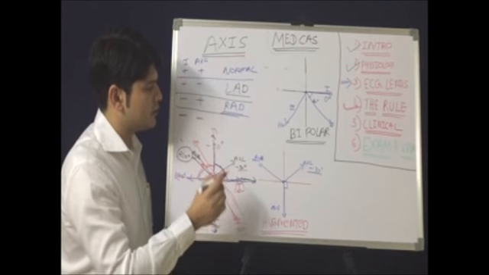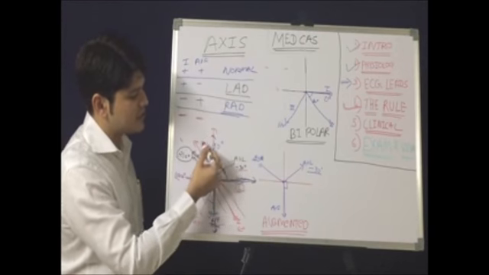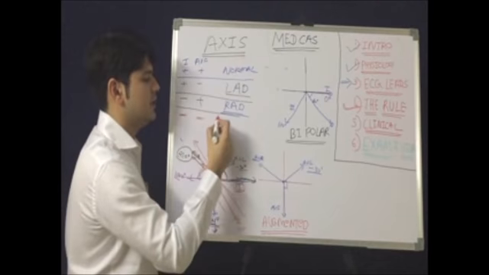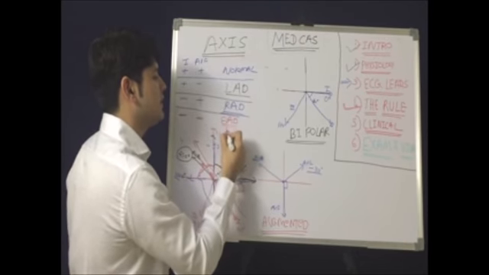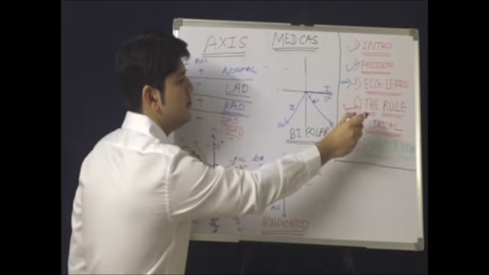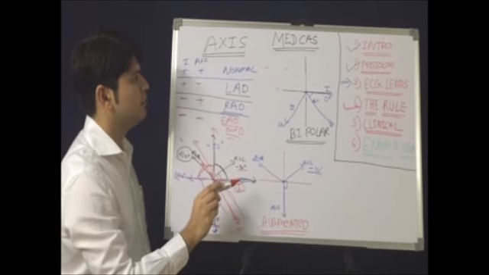Right now we won't go into the detail, but we can have the axis which is towards the northwest or the extreme axis deviation when 1 and AVF both are negative. That's called extreme axis deviation, or some people call it northwest axis deviation. Fine. So with this rule you can learn a lot about how to determine the ECG axis.